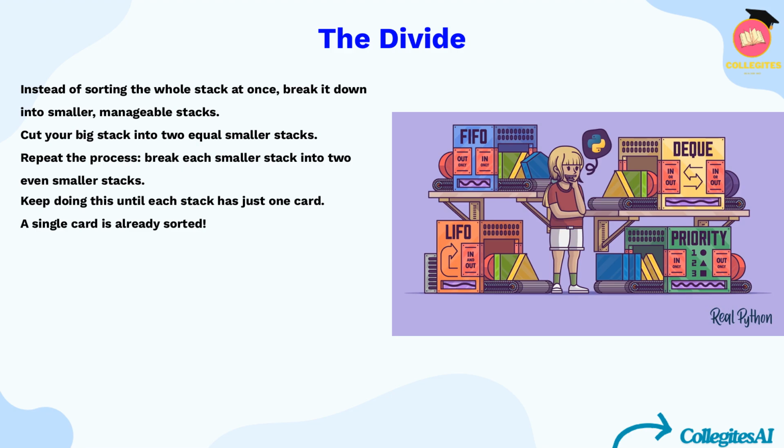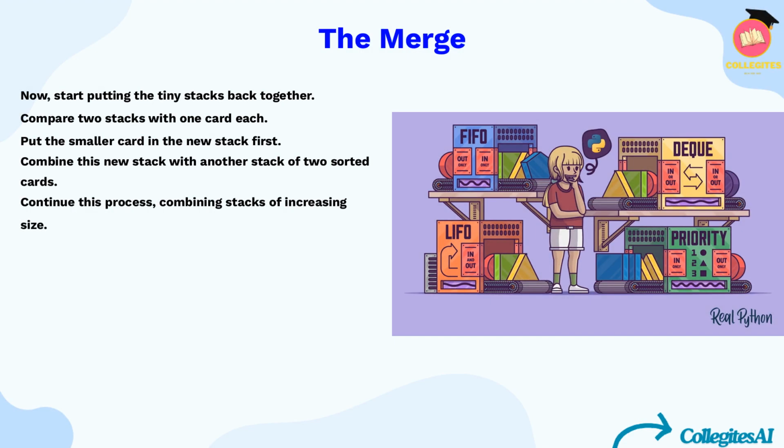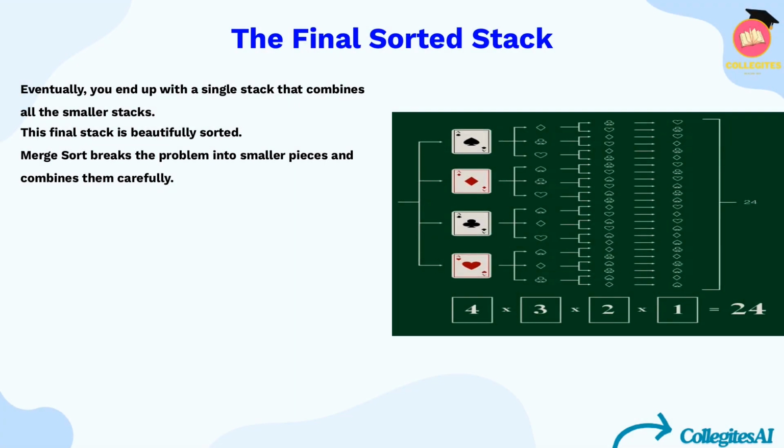One card is already sorted. We merge the tiny stacks back together, comparing cards and putting them in order. We keep combining stacks, making sure they're sorted. We keep merging until we have one big, sorted stack.